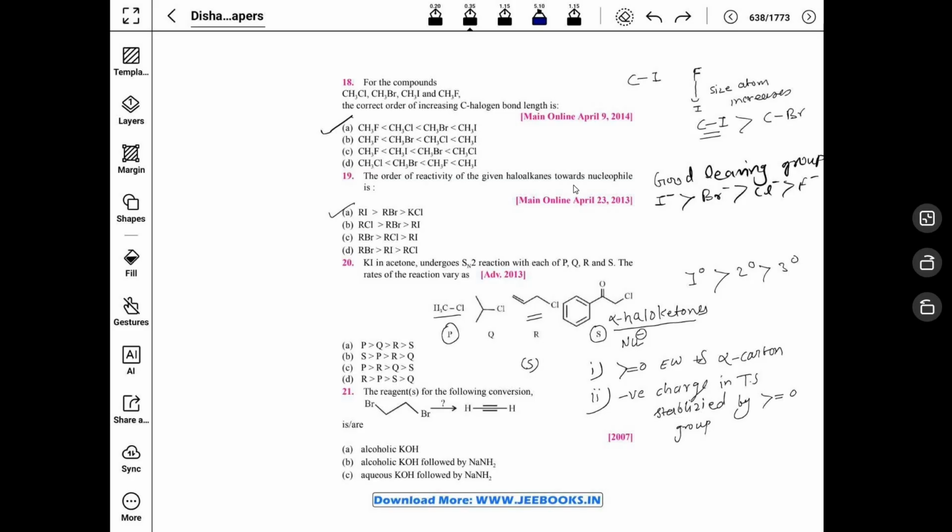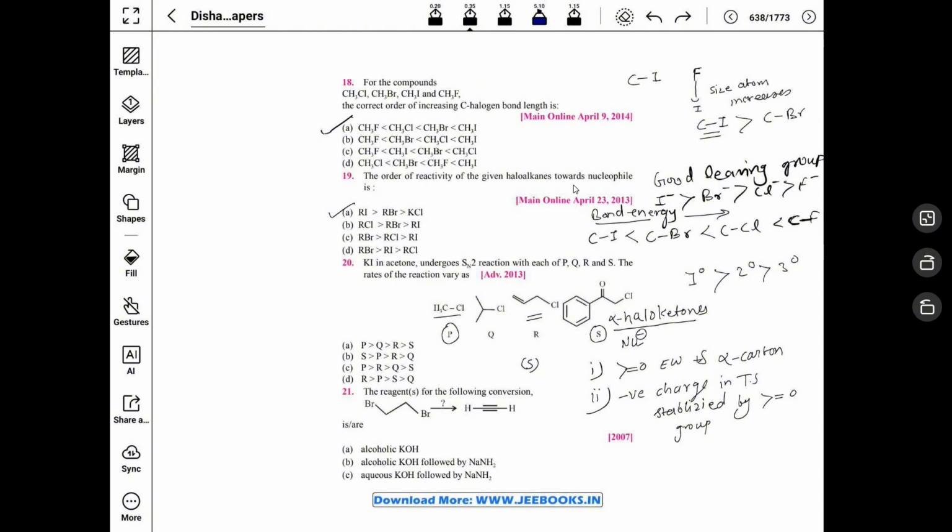And we can also explain through the bond energy. Carbon-iodine will have lower bond energy as compared to carbon-bromine, carbon-chlorine, and then carbon-fluorine, because of the small size of this bond, it will be more difficult to break. Therefore bond energy is increasing in this order, and therefore reactivity is decreasing in this order.